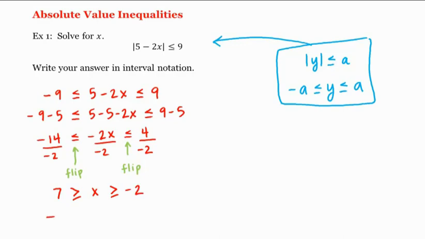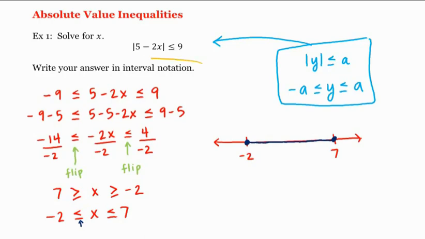Which we usually write in the other direction. -2 is less than or equal to x is less than or equal to 7. Let's look at this on the number line. Let's say this is -2 and this is 7. X is greater than or equal to -2. So x can equal -2. And then we go to the right. However, x has to be less than or equal to 7, so we stop here.